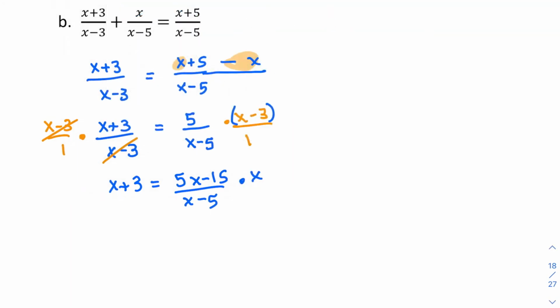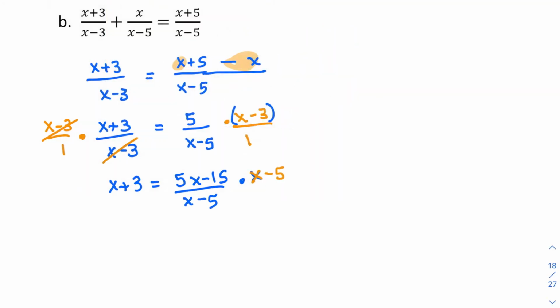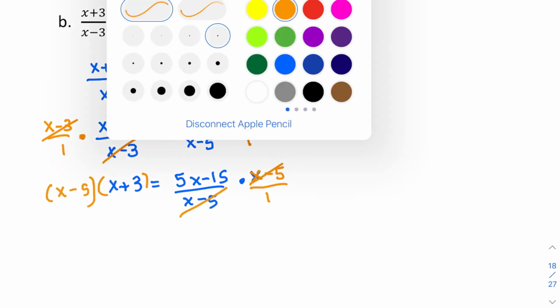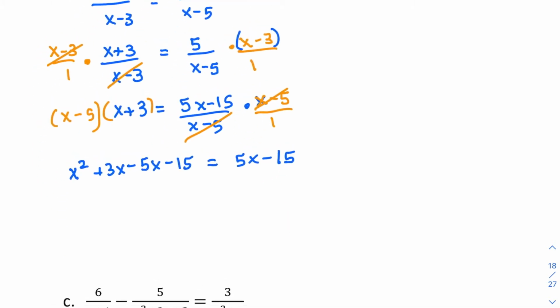Same story on the right. I need to undo the fact that I'm dividing by x minus 5, so I'm going to multiply both sides by x minus 5. So if you do that, it'll divide out to 1, and you'll have just 5x minus 15 on the right. On the left, if you distribute everything, you're going to end up with what I've got jotted down there. You can combine your 3x minus 5x and make it into negative 2x.